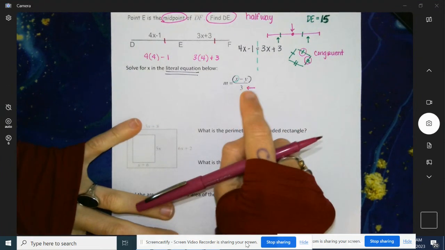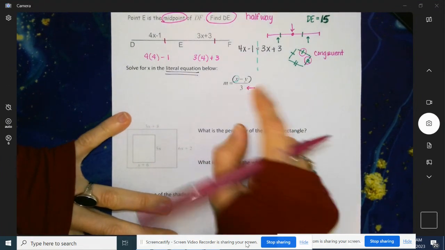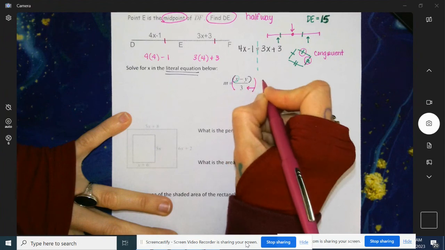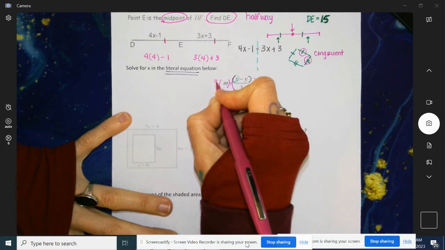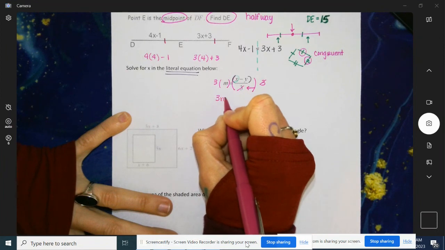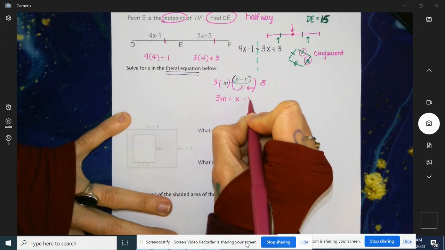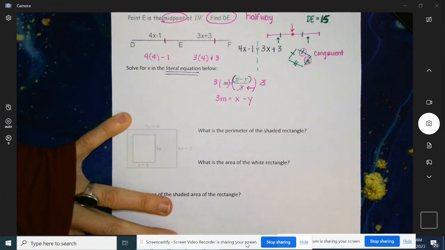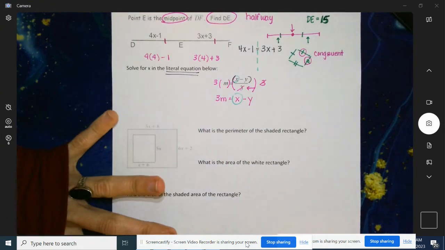Yes, because remember, any fraction is just dividing by 3. So we're going to multiply both sides by 3. Whatever you do to one side, you have to do to the other. So that gets me 3m equals x minus y. Double check yourself. We're solving for x.